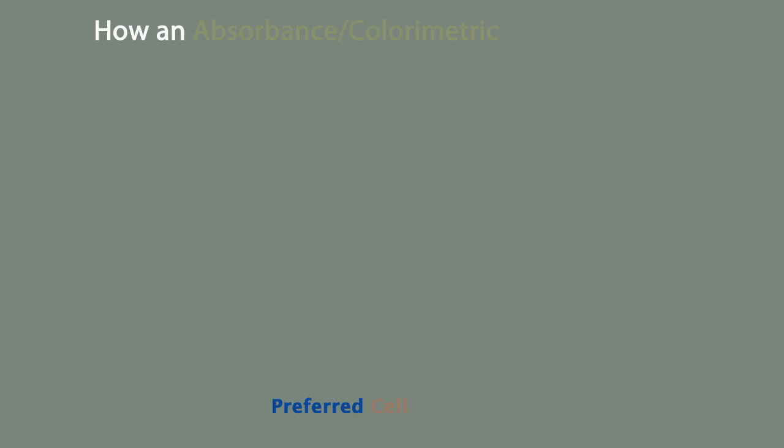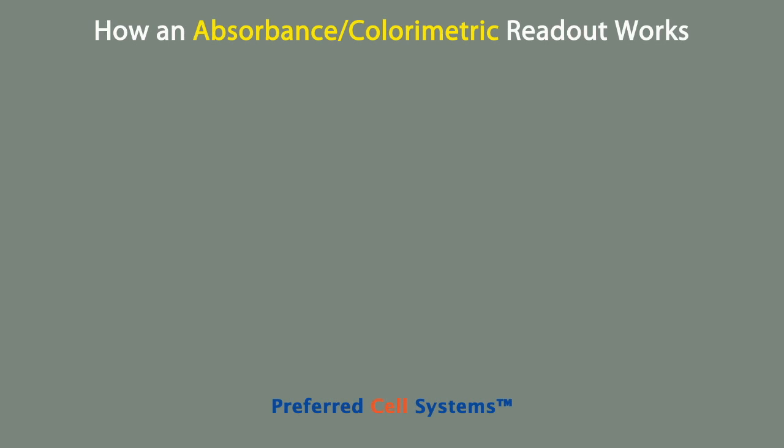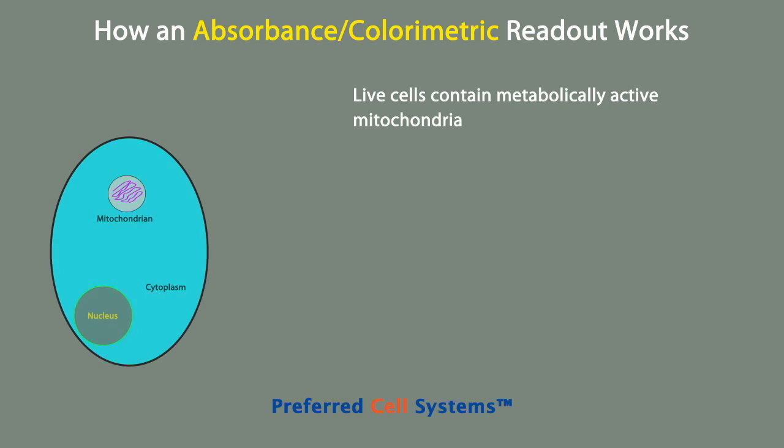Now let's take a look at how an absorbance or colorimetric readout actually works. Live cells possess functioning mitochondria that are capable of chemically reducing molecules. This bioreduction process by cells serves as a viability marker. The assay kit contains a ready prepared reagent called MTS, or Owen's reagent. This is a tetrazolium compound that is also combined with an electron coupling reagent to form a stable solution that is added directly to cells in culture.